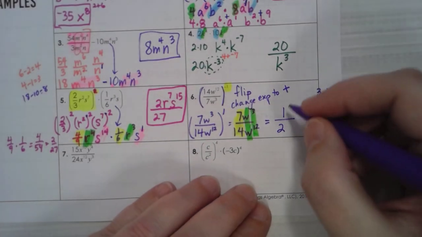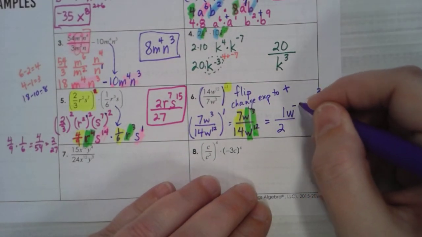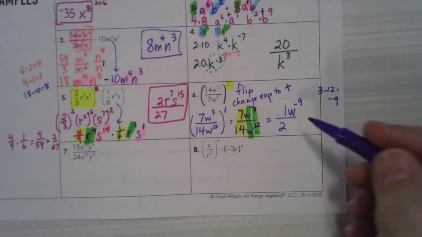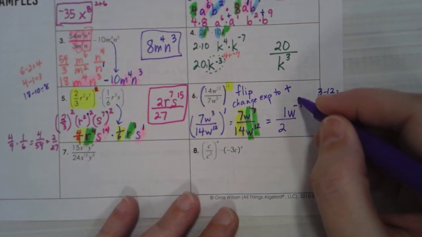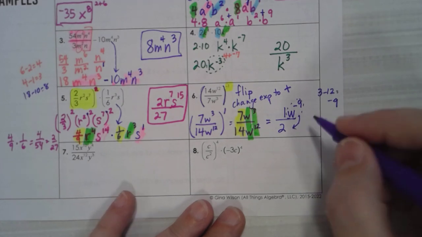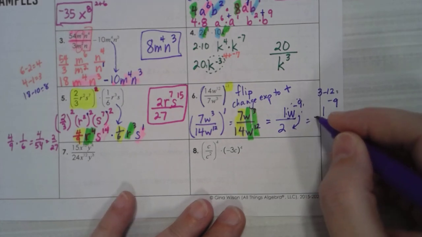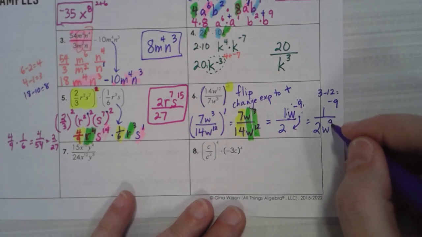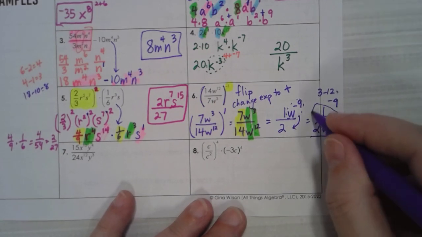So that negative 9 would go here on the top. If you subtract the two numbers, whatever you get, it goes on the top. But I don't want to leave that as a negative exponent, so we're going to change it to a positive, and we're going to drop it down here to the bottom. So we're going to have 1 on the top all by itself, the 2 down on the bottom, and then bring down the w to the 9th power.